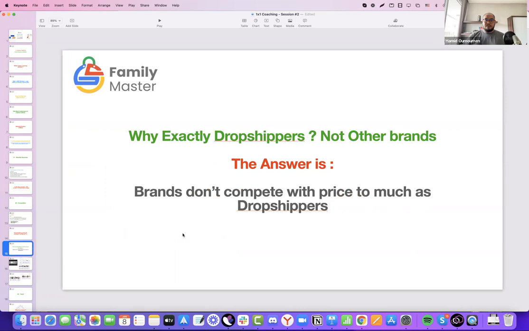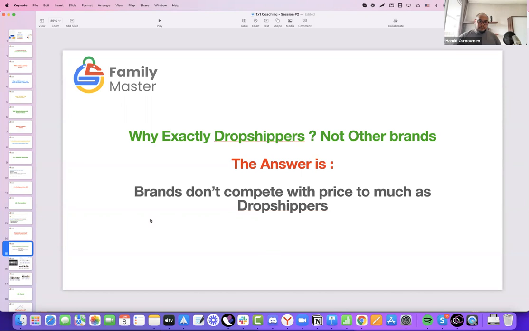Why am I telling you only dropshippers, not other brands? Because there are a lot of brands selling in the shopping ads, but why exactly dropshippers? Because brands don't compete with the price as much as dropshippers. If dropshippers are selling a product at 40 bucks, then you put it at 35. Tomorrow you will find that all dropshippers are selling at 29 maybe. So we always avoid that kind of product. I want you to focus on finding those products that dropshippers don't target.